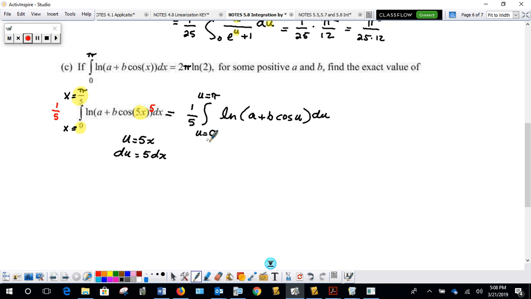So do you see that I'm back to the same bounds that we had before? And so now when I take a look at this, you're going to be like, well, this is exactly the same thing. Here's my u and my du, and I have a pi and a 0, and I have a 0 and a pi, and I was calling it x and dx there. That does not matter when you're doing these. So the answer is going to be 1/5 of 2 pi natural log of 2.